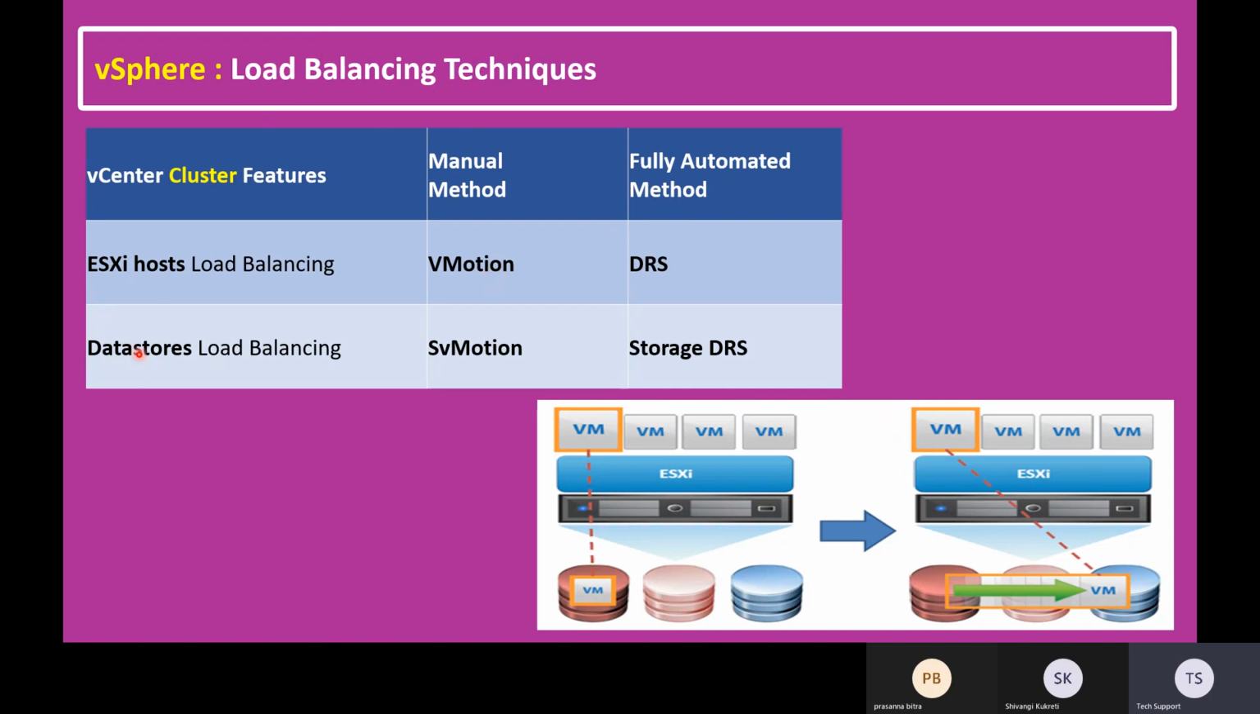Similarly, even at the datastore level, in order to balance the load on your datastores, for easy understanding in this diagram, we have three datastores: one silver, gold, and bronze.